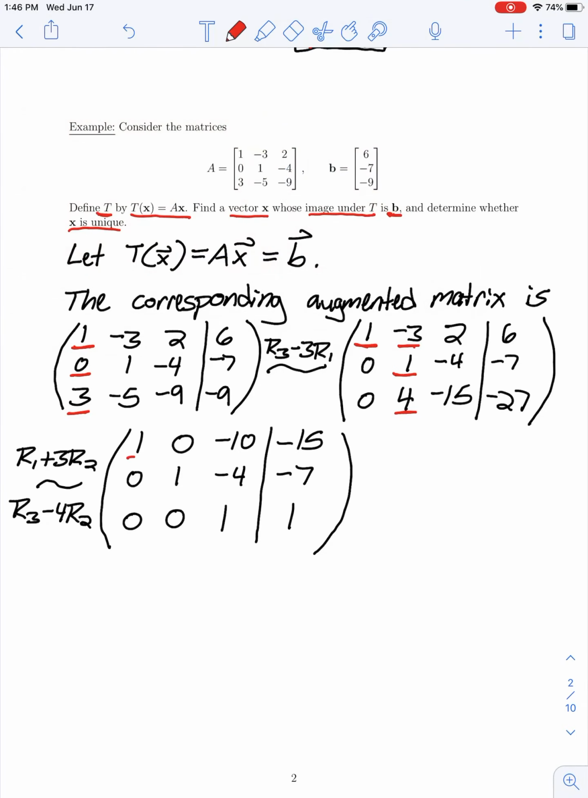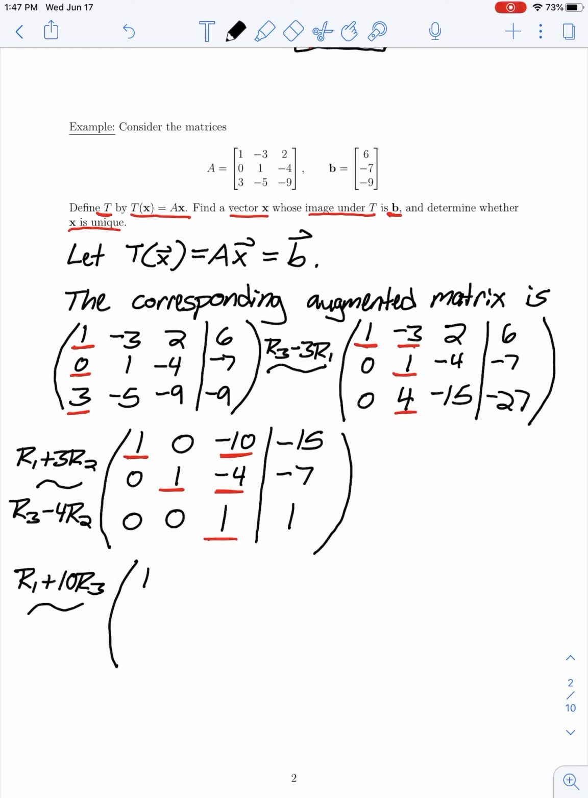So now, my first two rows both have a leading entry of 1 with zeros above and below. And my third row has a leading entry of 1, but I need to eliminate the negative 10 and negative 4 that appear above that. So in our last step, to put this in reduced row echelon form, I would perform the following operation. So for row 1, I would add 10 times row 3.